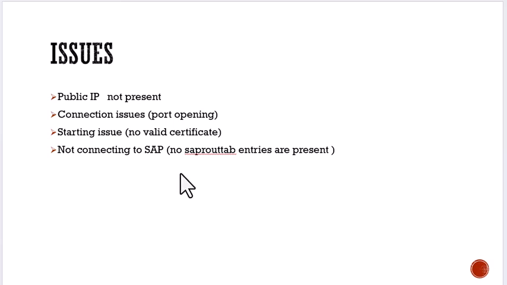Another one is not connecting to SAP. If you don't have SAP route tab entries, you cannot connect, as I told. So all are related to connection issues. You have to have the public IPs, you have to open a port number, you have to have a valid certificate, and you have to have the entries in the SAP router.